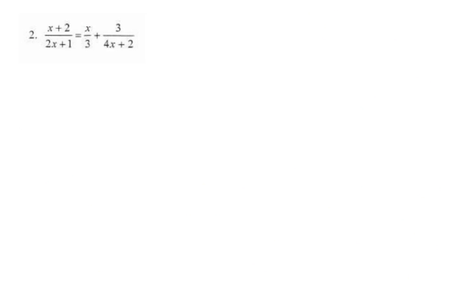Okay, looking at number 2, you want to see if you can do anything to break down any of your fractions. And you have a 2x plus 1, which is all good. You have a 3, which you can't do anything to. And you have a 4x plus 2. Well, you can pull a 2 out of that, and it leaves you 2x plus 1. So now you're going to find your common denominator.